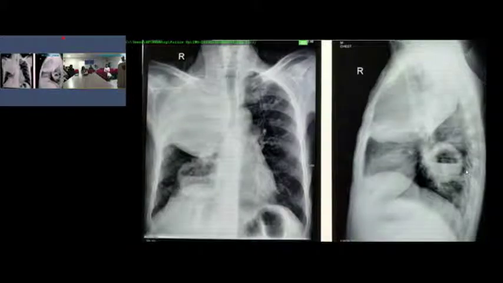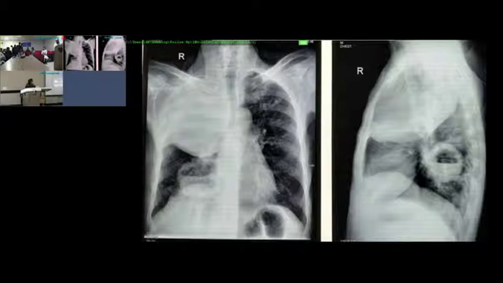Last class, we discussed this case. This is a patient, a 60-year-old man who complained of sudden onset breathlessness. Our diagnosis was a right upper lobe mass, malignancy, and right lower lobe collapse.